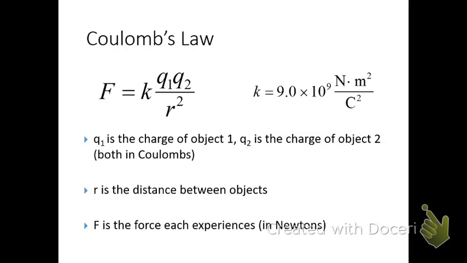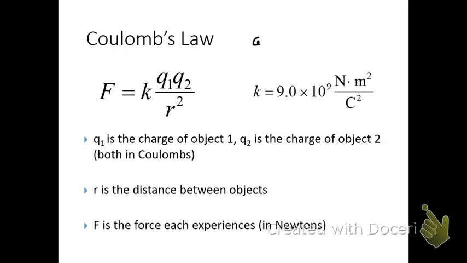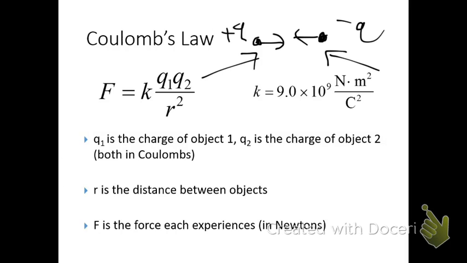Then we leapt into Coulomb's law with the equation F equals k q1 q2 over r squared, where k, which is a value I will also give you on the test, is 9 times 10 to the 9th newton meters squared per coulomb squared. This means any two objects that have some sort of a charge will experience the exact same force toward each other. Object 1 will experience k q1 q2 over r squared. Object 2 will experience k q1 q2 over r squared.